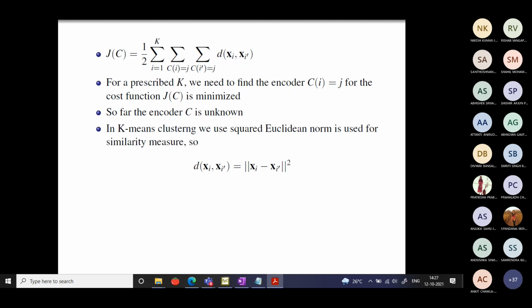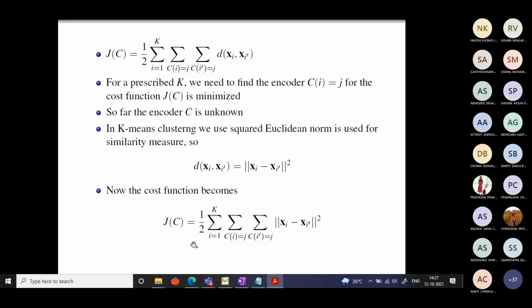In conventional k-means clustering, we basically use a squared Euclidean norm as a similarity measure. Once we have this, the cost function equation is updated and becomes something like this. This is straightforward. Remember that two things are there: we are comparing them, which is why there are two summation signs, and one here to find the number of clusters. This is why it is written like this.